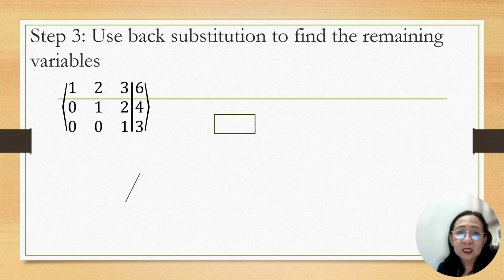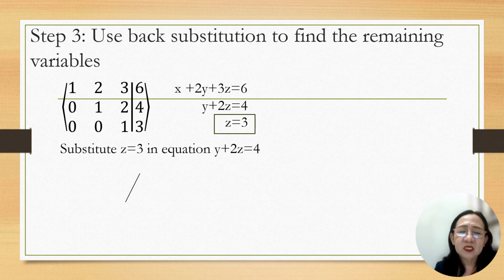Looking now at our last row, we have z is equal to 3. Then the second one, y plus 2z is equal to 4. And x plus 2y plus 3z is equal to 6. So using now the second equation, y plus 2z is equal to 4, let us substitute the value of z, which is equal to 3. So 2 times 3, of course, that is equivalent to 6.